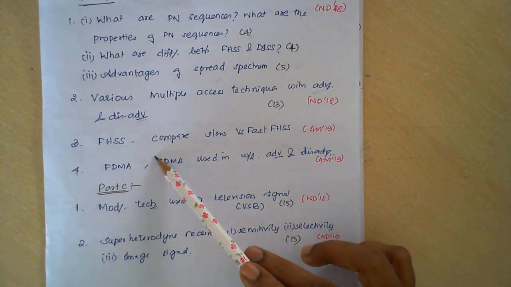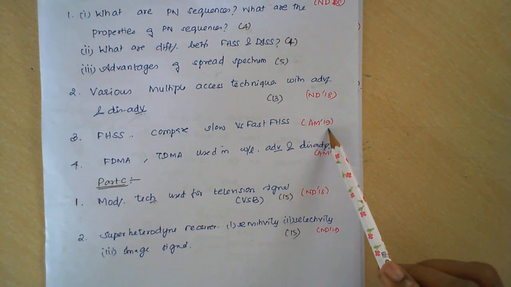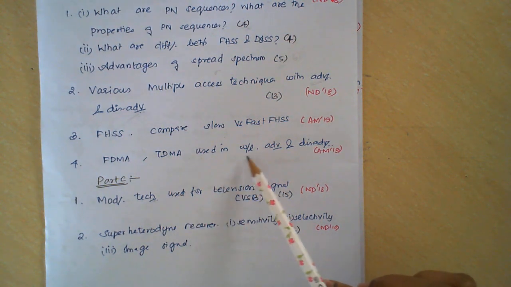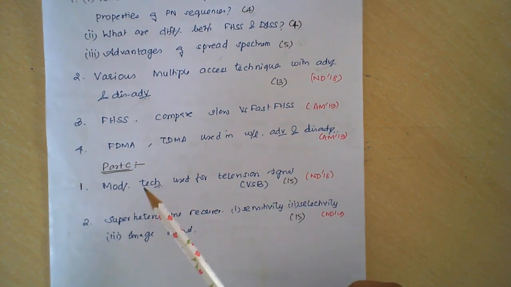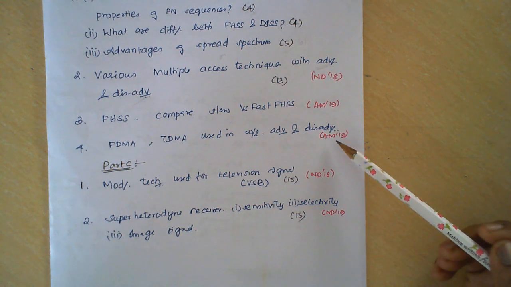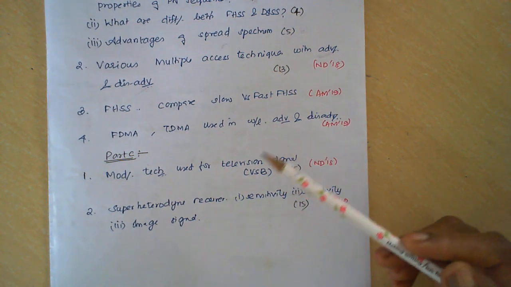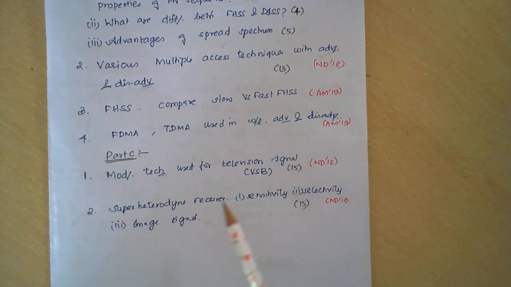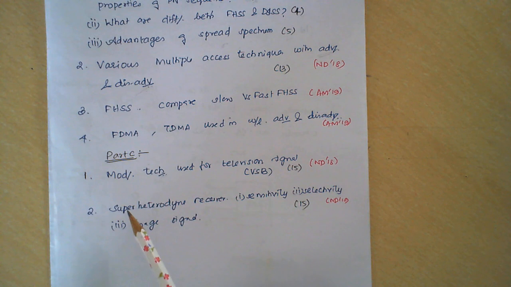Next, frequency hopping spread spectrum comparison in terms of fast and slow is asked in April-May 19, and TDMA and FDMA with their advantages and disadvantages is asked in April-May 19. Under part C, November-December 18, it is a theoretical question, whereas in April-May 19 it is fully an analytical part. It is a very big question, and it is asked as a problem. So let me explain in the next video how to solve all those problems, with the formulas you should study to solve any type of problem I will give you.